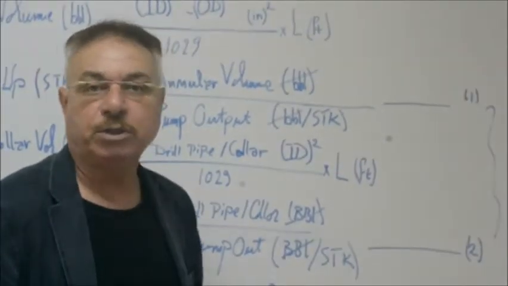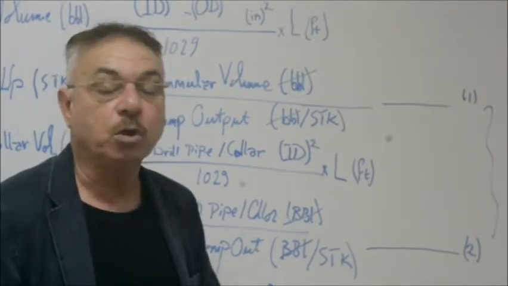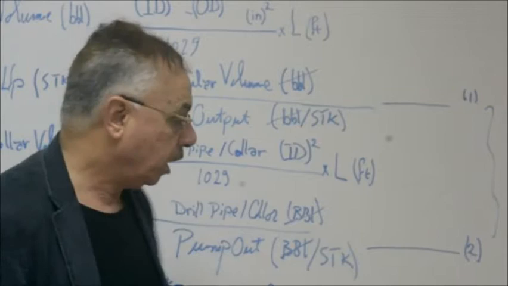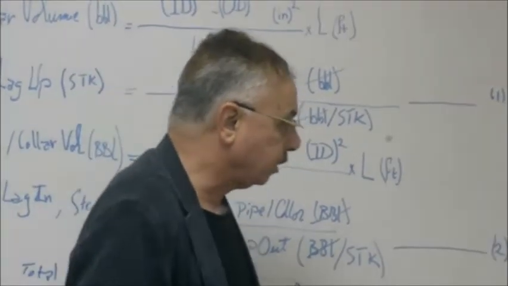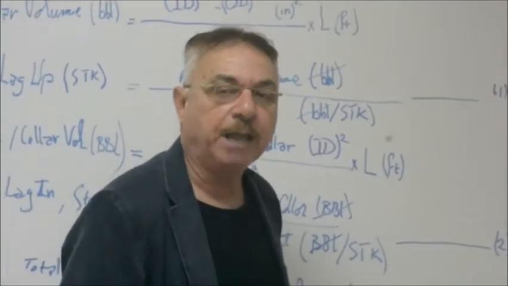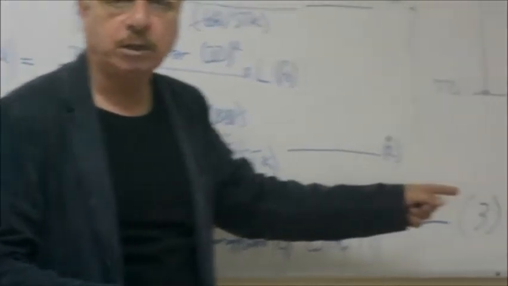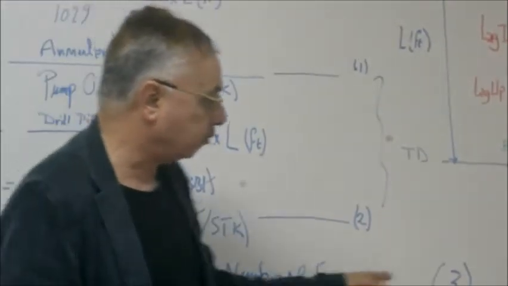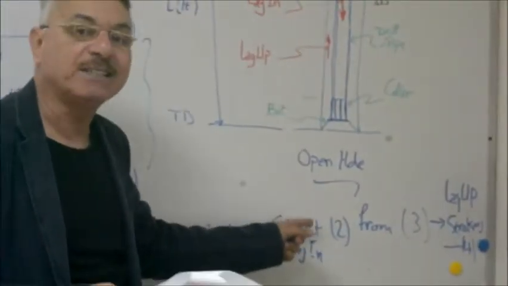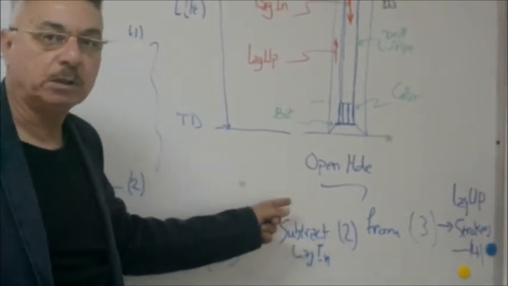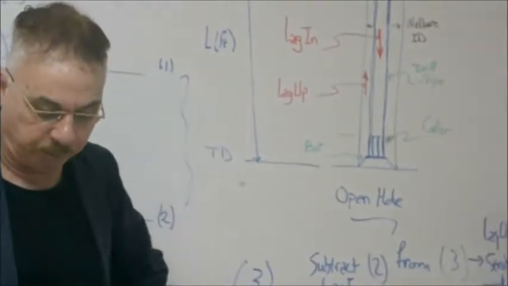If they are equal, there is no washout. There is no wall washout. There is no hole enlargement. If they are not equal, if there is a difference and it's a positive difference, this means that we have washout. The number of actual strokes in leg up is higher than the theoretical number that represents leg up.